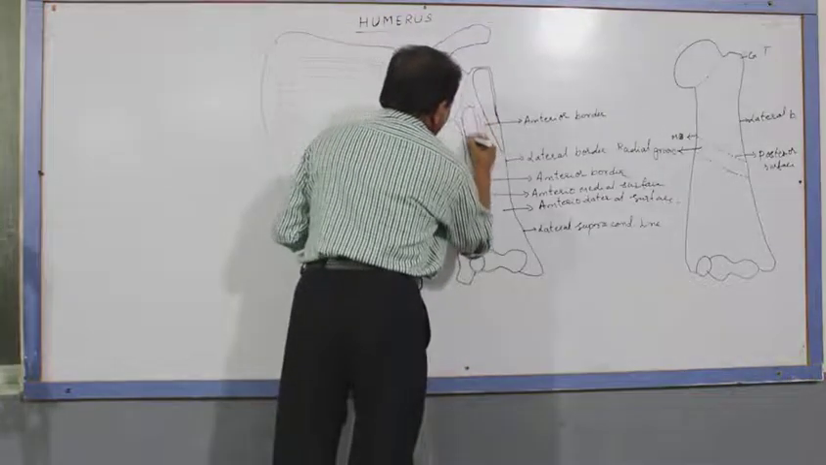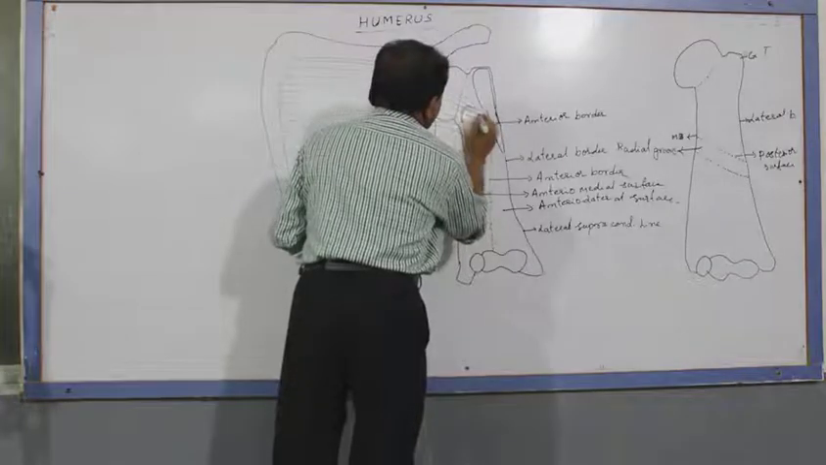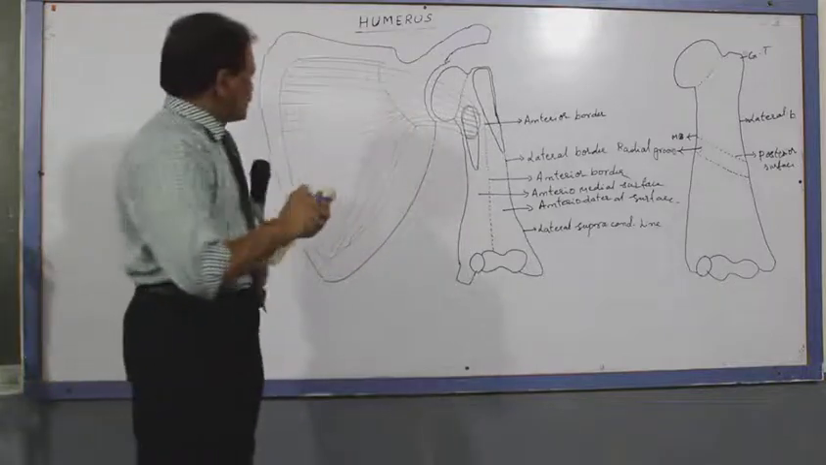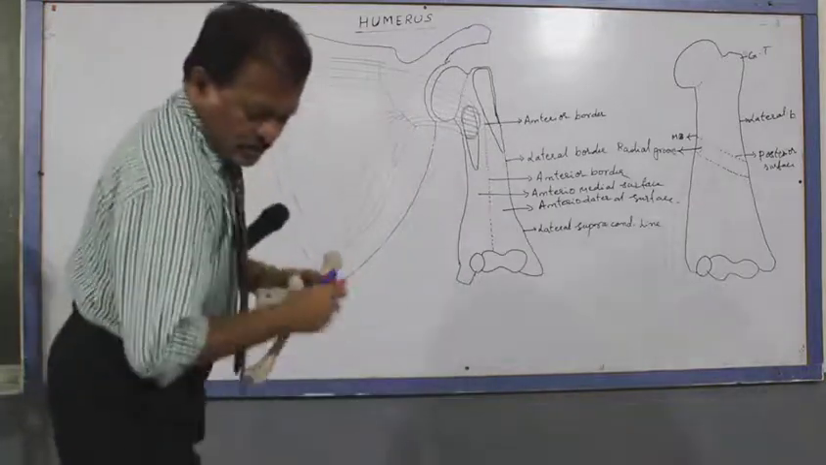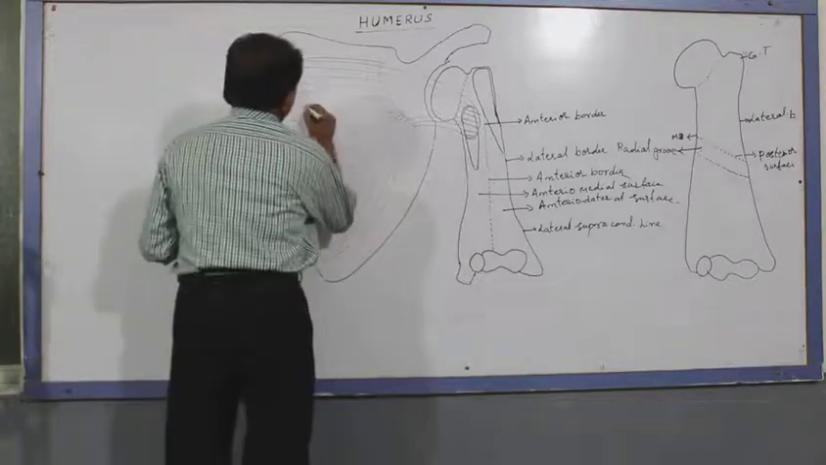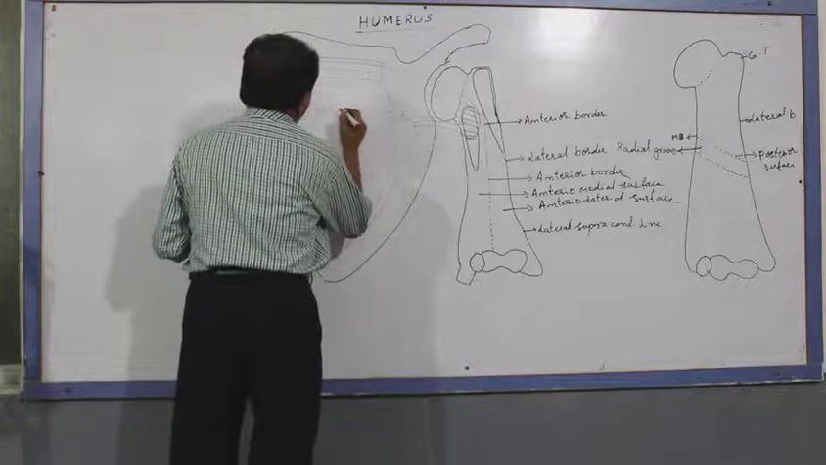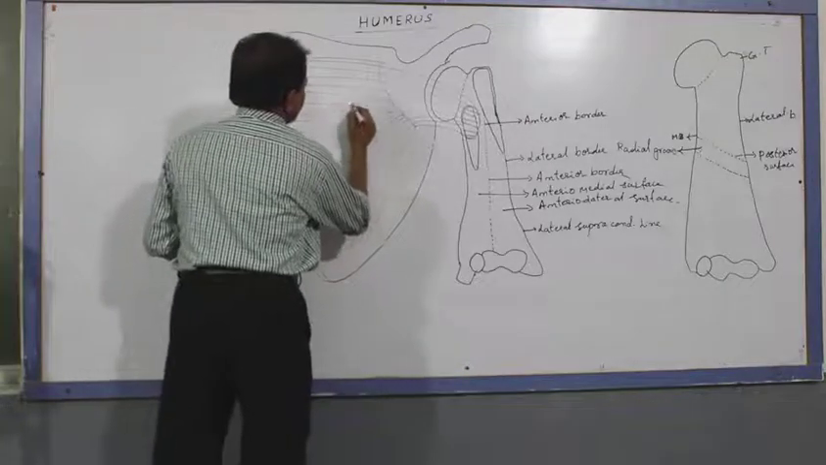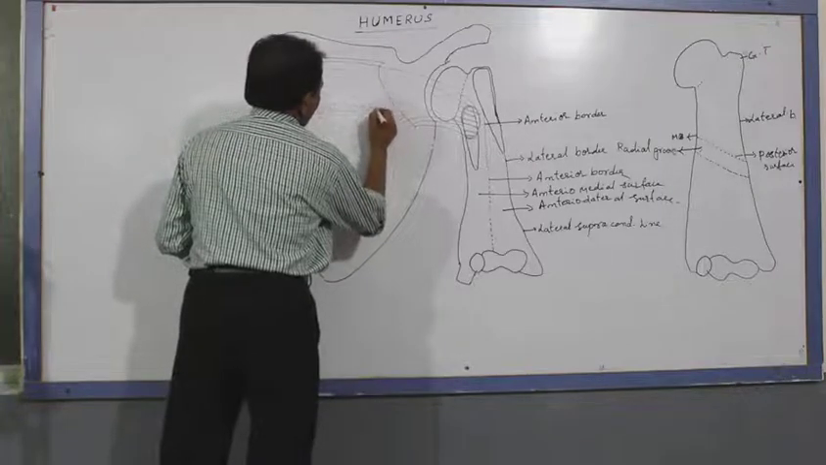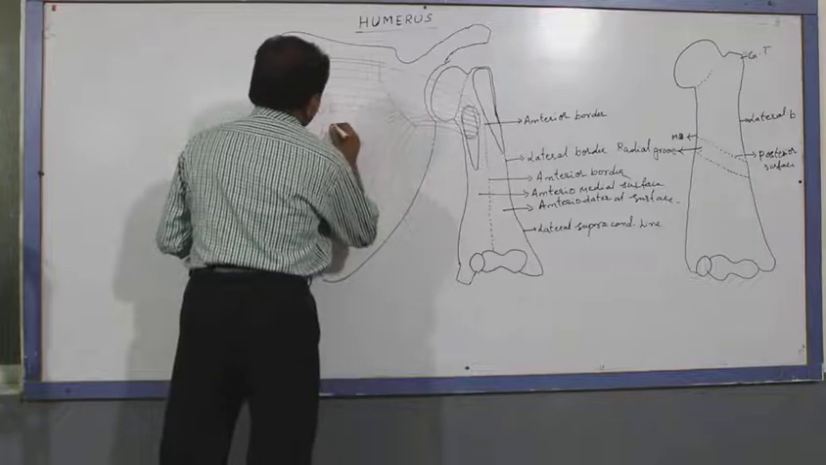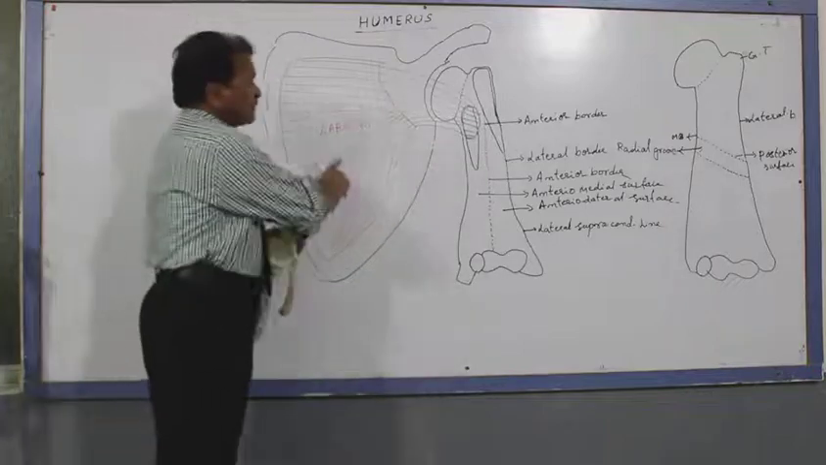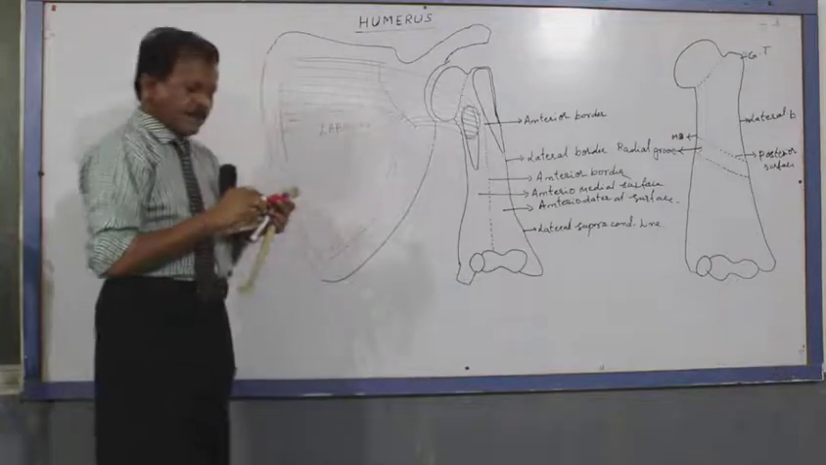Origin is there and insertion is here. And here there is an insertion of the subscapularis muscle. This is the subscapularis muscle. Origin from here and insertion is here.